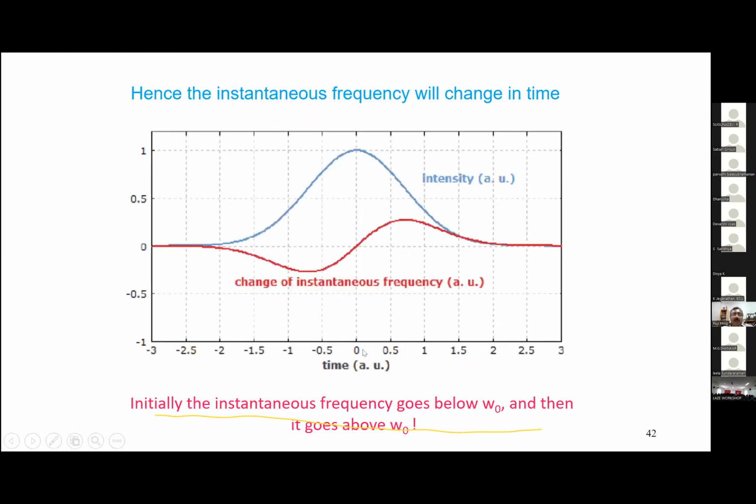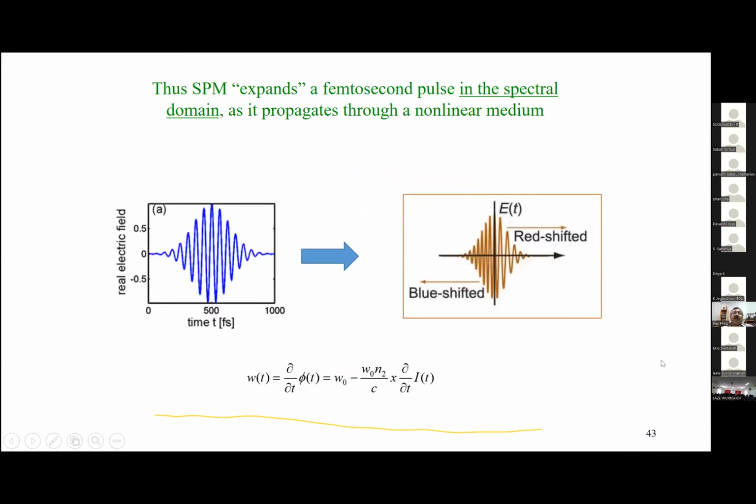So this is what happens. We have time here, and this is the intensity of the laser pulse, and then the instantaneous frequency is going to change like this. Initially the instantaneous frequency goes below omega naught, the central frequency, but then it goes above omega naught. This is what we call chirping of the laser pulse.